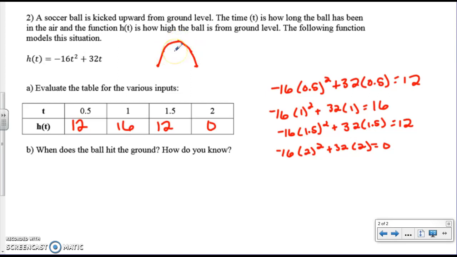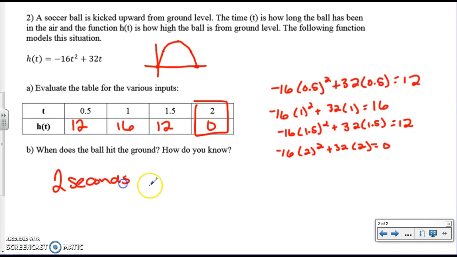Maximum height there. When does the ball hit the ground? Okay, so if I start on the ground here, kick it up in the air, hits the ground again, how long does it take to get there? That's when my height is 0. So it's going to be 2 seconds, because the height is 0.